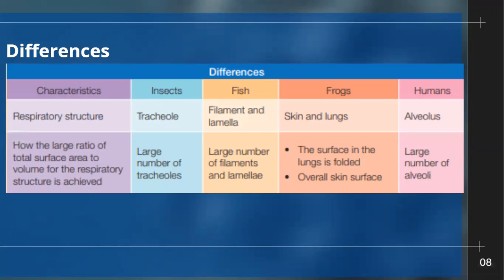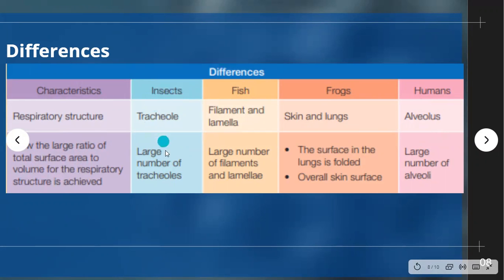All right, then we talk about the differences between animals and humans in terms of the respiratory structures. For example, insects use tracheae for respiration, and a fish uses filaments and lamellae. The frogs can use the skin or the lungs: skin during inactive movement and the lungs during active movement. And humans, as we mentioned just now, use the alveolus in the lungs.